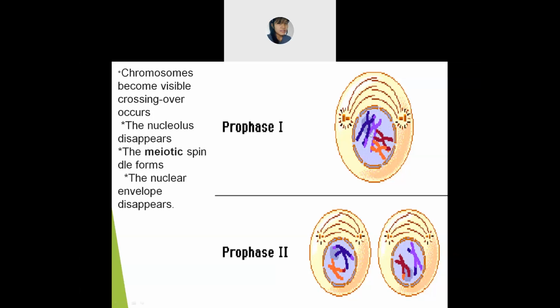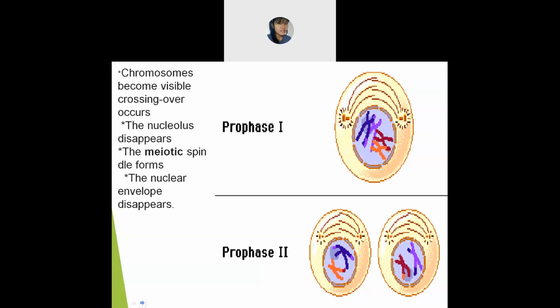Did you understand? Okay, so that is known as crossing over. And spindle fibers also occur. Spindle fibers means all this, it will occur. Did you understand about prophase 1? Yes, ma'am. Okay, now we will see metaphase 1.